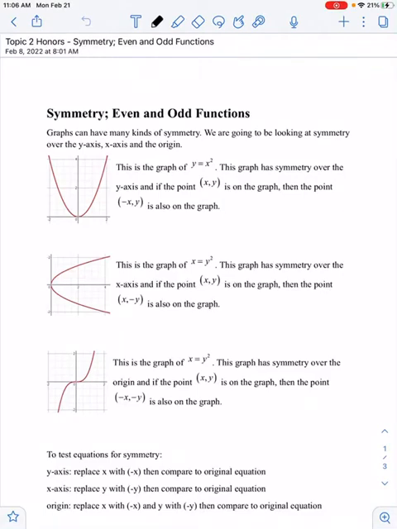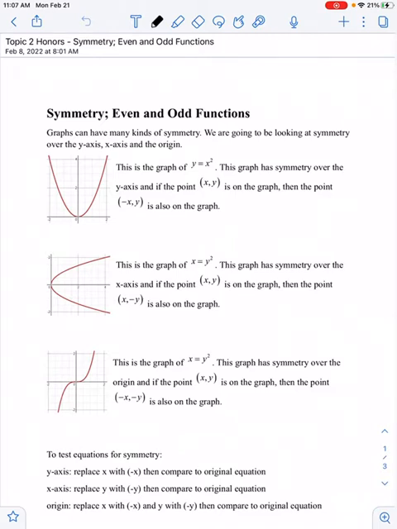This is the topic 2 honors on symmetry and even and odd functions. So if we look at these first notes, graphs can have many kinds of symmetry. We're going to look at symmetry over the y-axis, x-axis, and the origin.